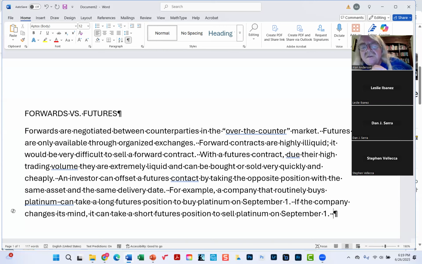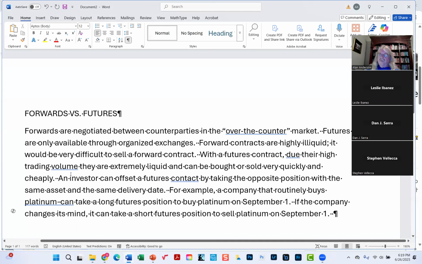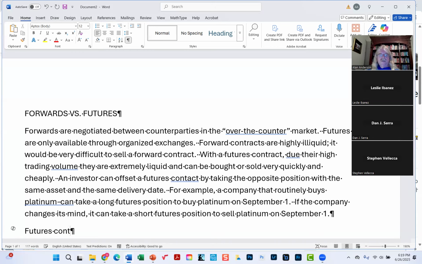So futures contracts give you more flexibility in the sense that you can get into or out of them quickly. But the unfortunate thing is that futures contracts are completely standardized, which means they only have certain ones available.